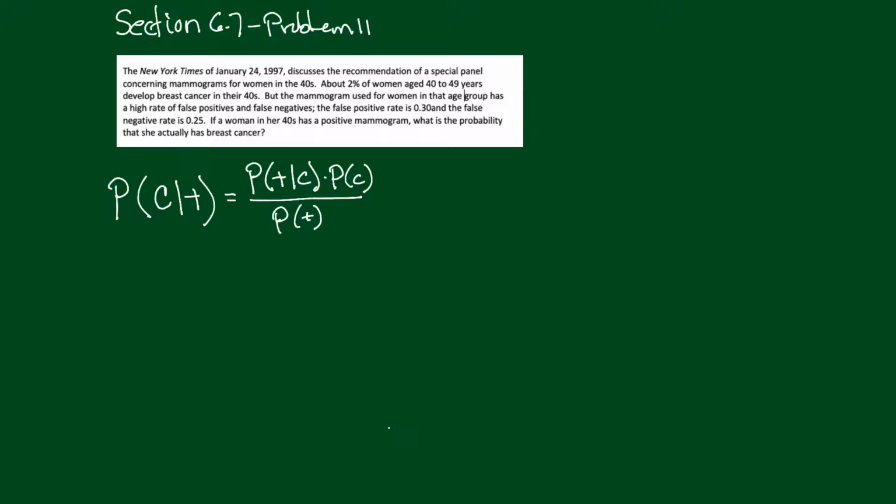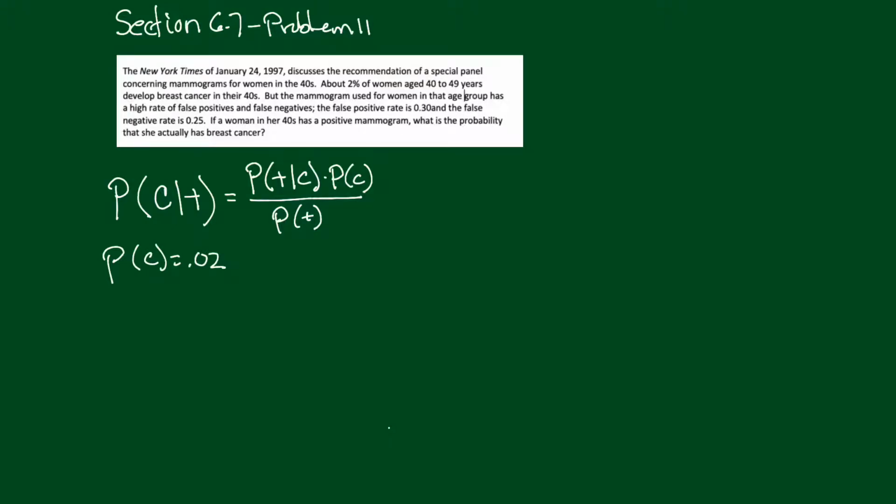Now, let's look at these and see what we have, if anything. All right, so do we have the probability of having cancer? Yeah, it says we're in this age group, in the 40s. It says about 2% of women in that age group have breast cancer. So the probability of having cancer in that age group is 0.02.